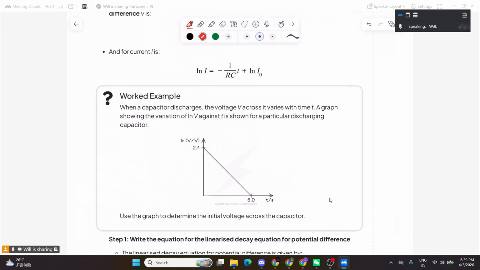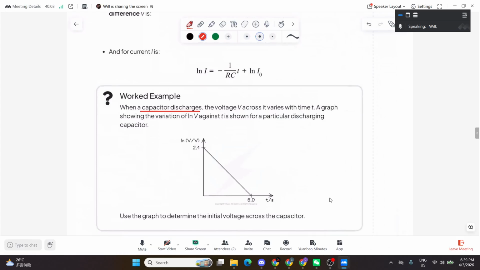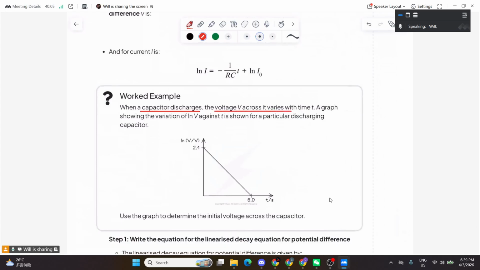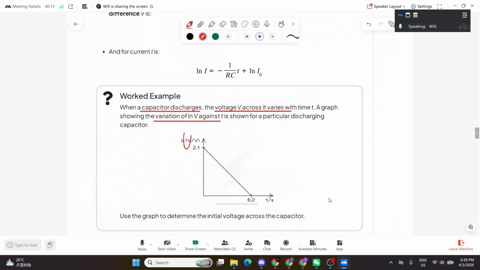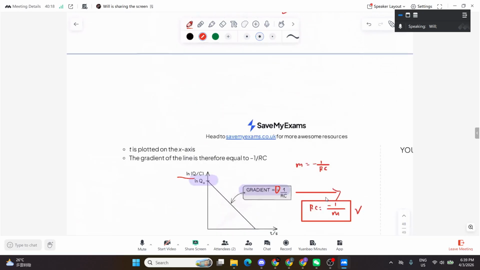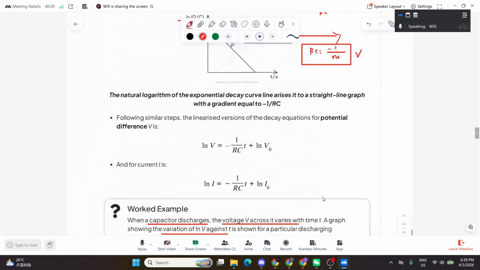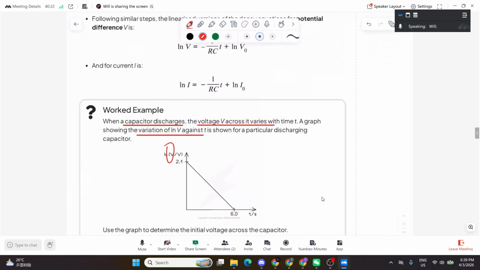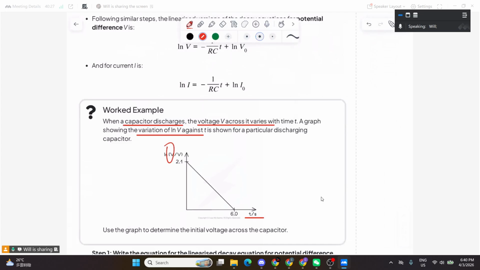Look at an example. When the capacitor charges, the voltage across it varies with the time t. The graph shows the variation. The y-axis is not the charge quantity, and the x-axis is the time. The question wants us to use the graph to determine the initial voltage across the capacitor.